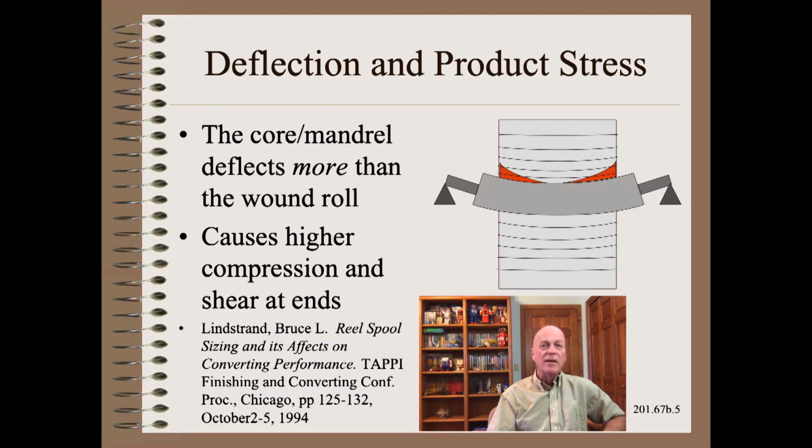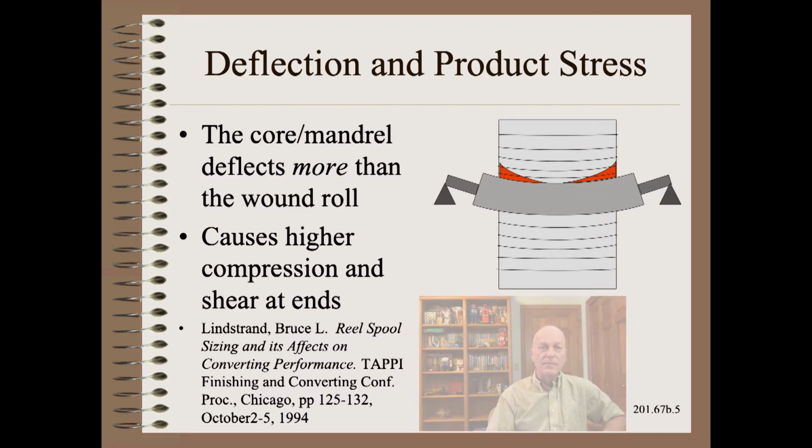As a consequence, there is a stress concentration on the ends that could easily explain certain defects found just above the mandrel or core at the edges of the wound roll. We will have more to say about pressure-related failures of the web in the next clip.